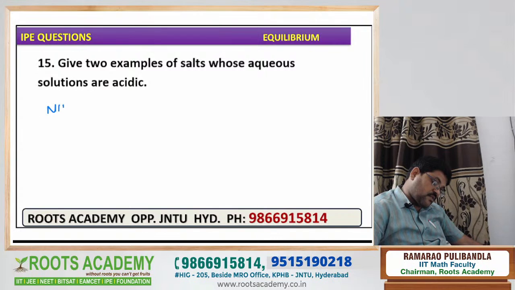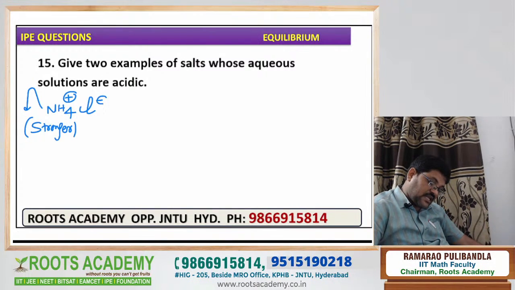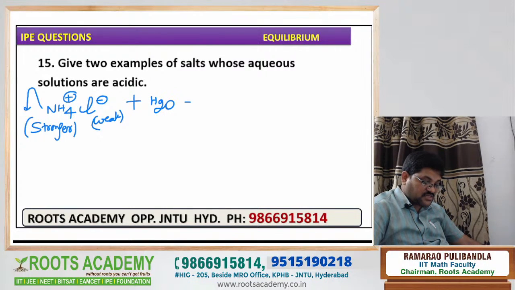Again take one example. You take the example of the ammonium chloride salt. In ammonium chloride salt, the cation is the stronger cation. Why is the cation stronger? Because it is coming from the weak base, and the Cl minus ion is weak. Now, the stronger cation hydrolyzes the water.